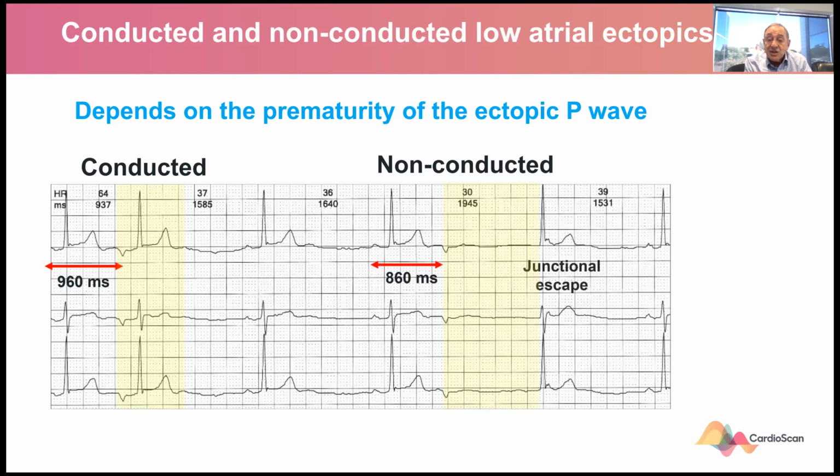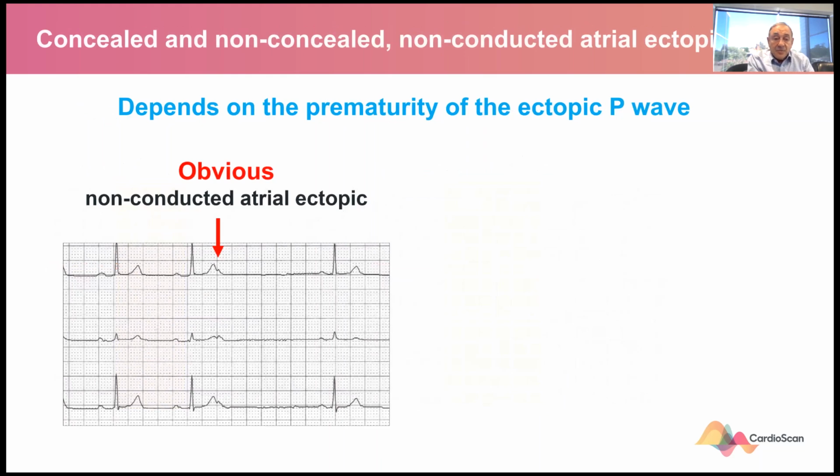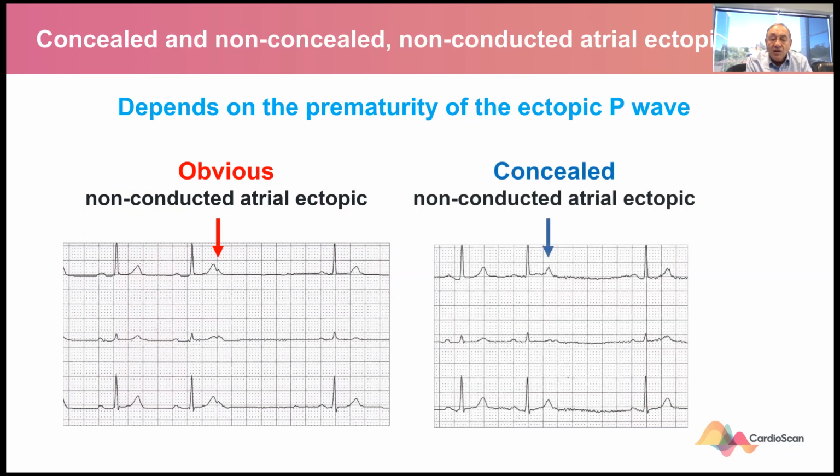You note that there is a junctional escape beat there, which is often what happens when we have bradycardia, particularly at night, and a junctional escape beat comes before the P wave emerges. Here we have, therefore, an obvious non-conducted atrial ectopic. It can be seen at the end of the T wave, but not all of them are, and some are concealed. And we refer to this as concealed non-conducted atrial ectopics.